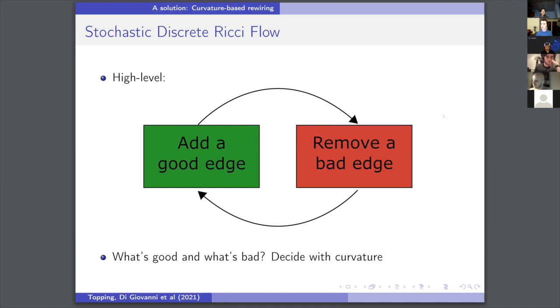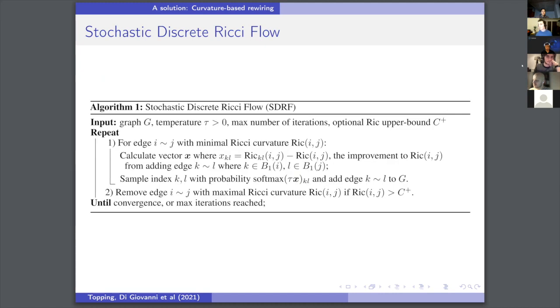So the algorithm, as stated in the paper, is here. Your input is your graph. You have some temperature tau, because this is a stochastic process. You have a max number of iterations that you're going to run for, and you have an optional upper bound C+ for the Ricci curvature. Step 1 is the add edge step that we had in green. First, you find the edge ij with minimum Ricci curvature, and then you find a family of candidate edges to add, which are the edges between some node k in the ball of radius 1 around i, and l, which is in the ball of radius 1 around j.